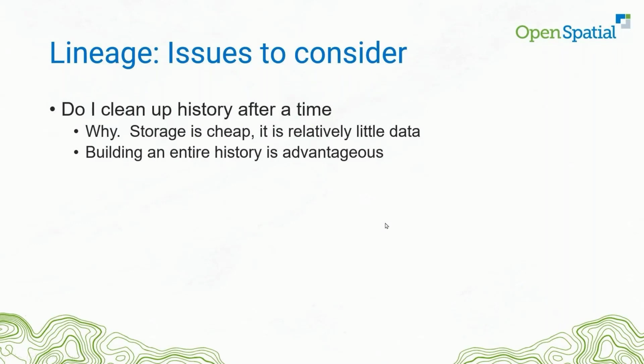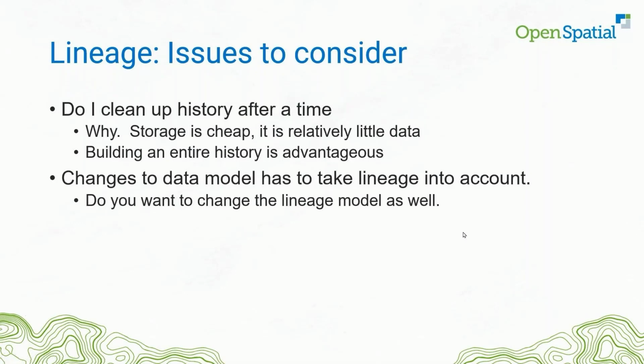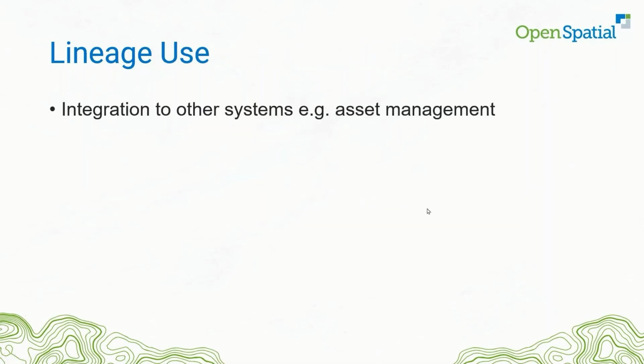Building an entire history is advantageous to see how many changes we've had over time. If you're going to do that in your planning process going forward, it's quite important to have that history across the entire data set. So yes, changes to the data model have to take lineage into account, which you have to look at when adding columns.